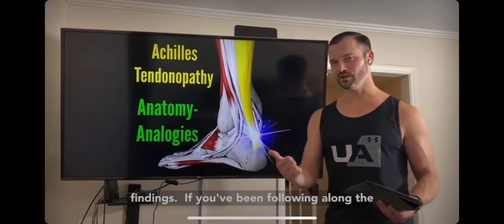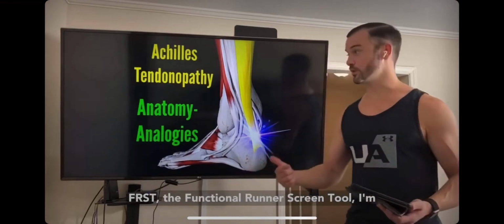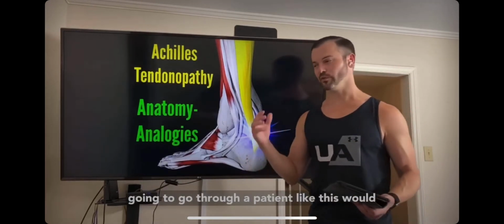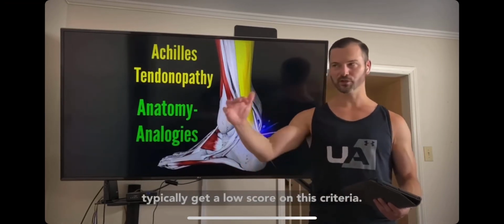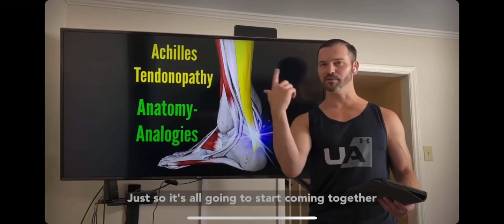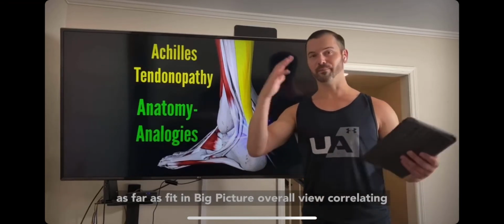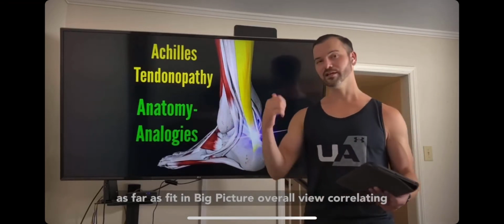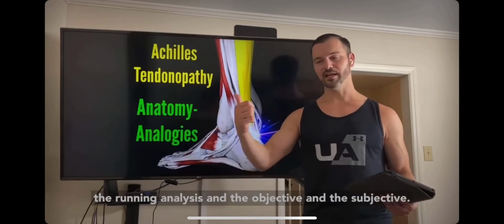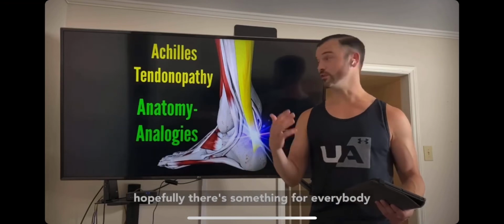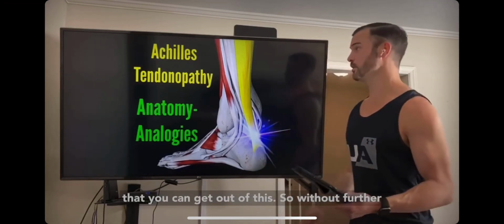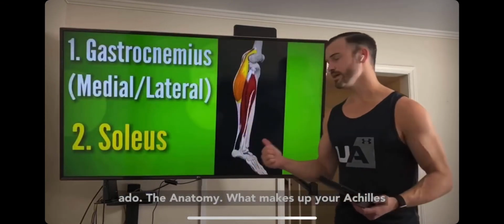If you've been following along, the FRST, the Functional Runner Screen tool, I'm going to go through a patient like this who would typically get a low score on this criteria, just so it all starts coming together as far as fit in the big picture overall view, correlating the running analysis and the objective and the subjective. So even if you're a clinician or runner yourself, hopefully there's something for everybody that you can get out of this. So without further ado, the anatomy: what makes up your Achilles?